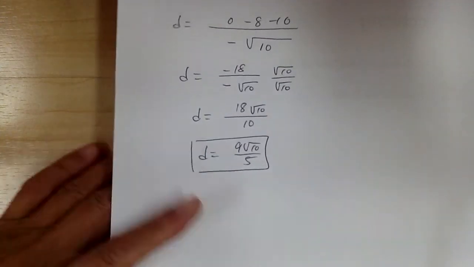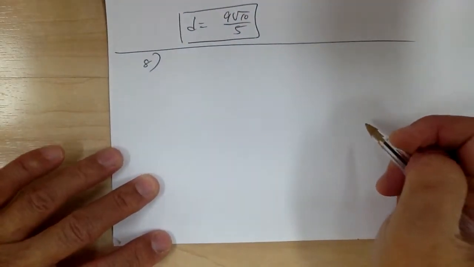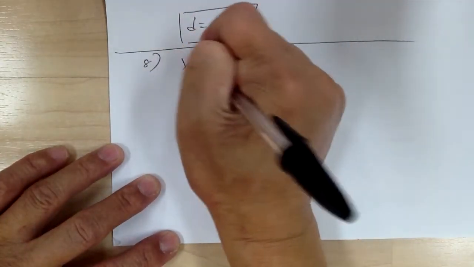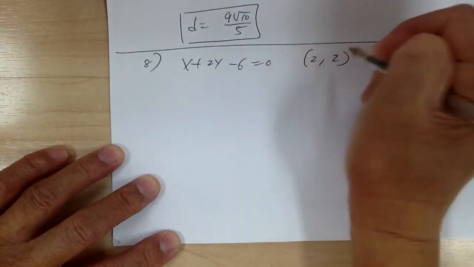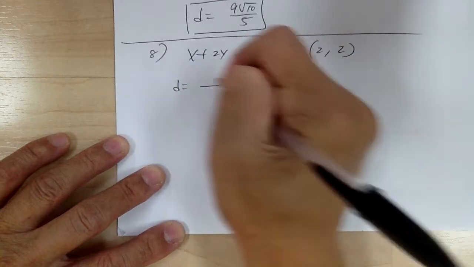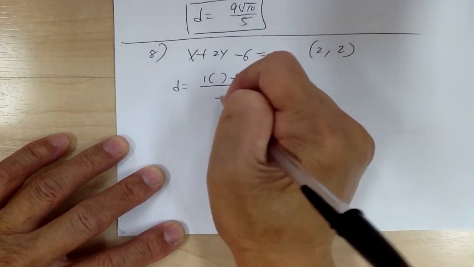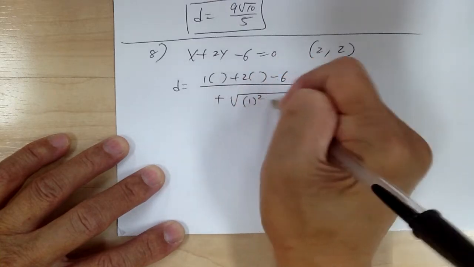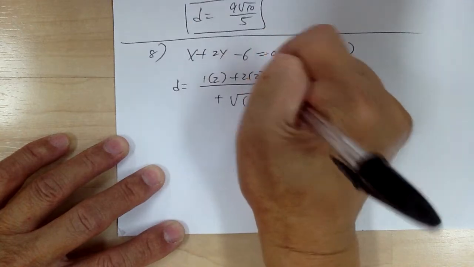Okay, let's go to number 8. You have x plus 2y minus 6 equal to 0, and the point is (2, 2). So the distance equals 1 times parentheses plus 2 times parentheses minus 6 over positive square root of 1 squared plus 2 squared. Then you put the point in here, so you get 2 and 2.